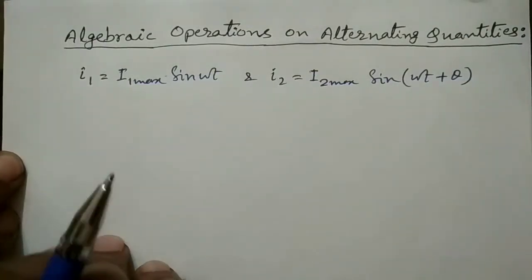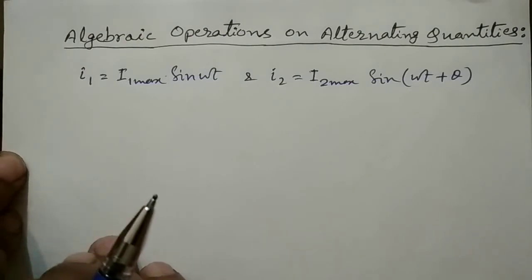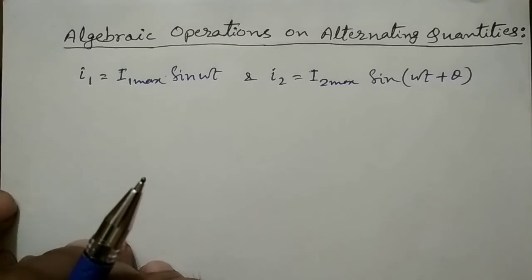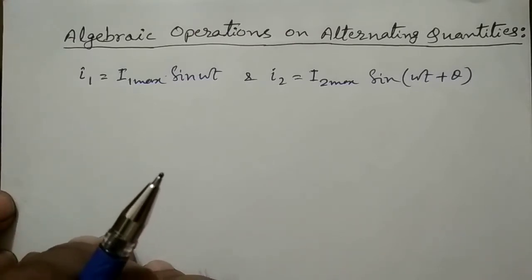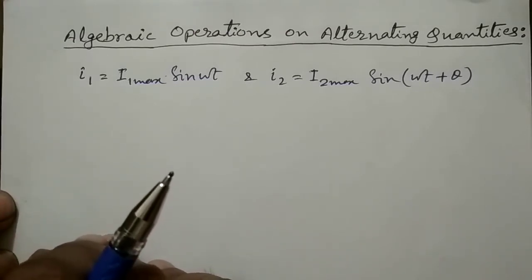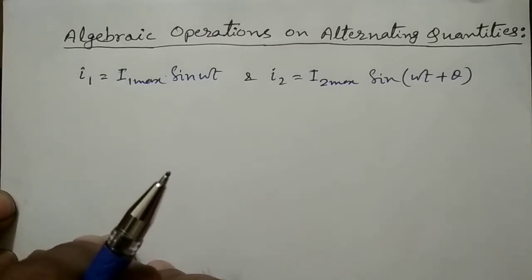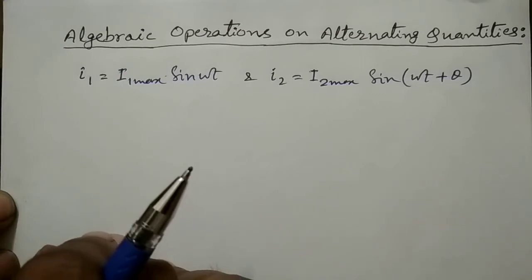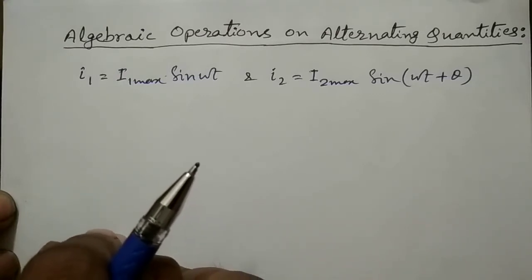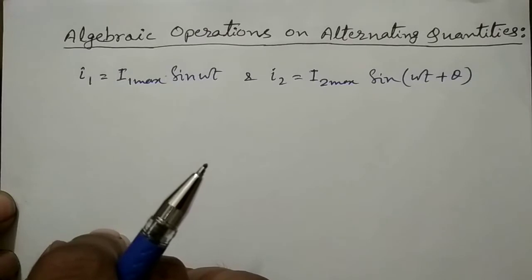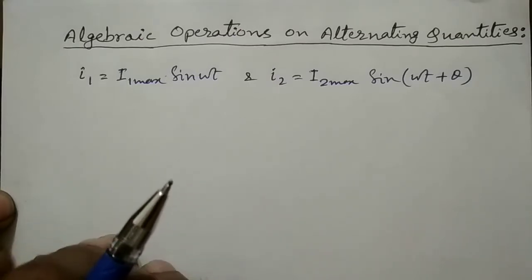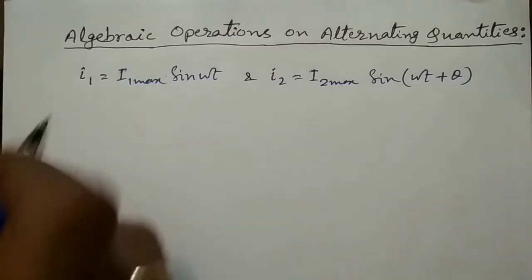These two currents are flowing through two parallel branches of an AC circuit, and we have to find the total current, that is I3. Do we simply add Imax1 and Imax2 to get the Imax3? No, in an AC circuit we cannot do this. So we can find the sum of I1 and I2 in the following three ways.